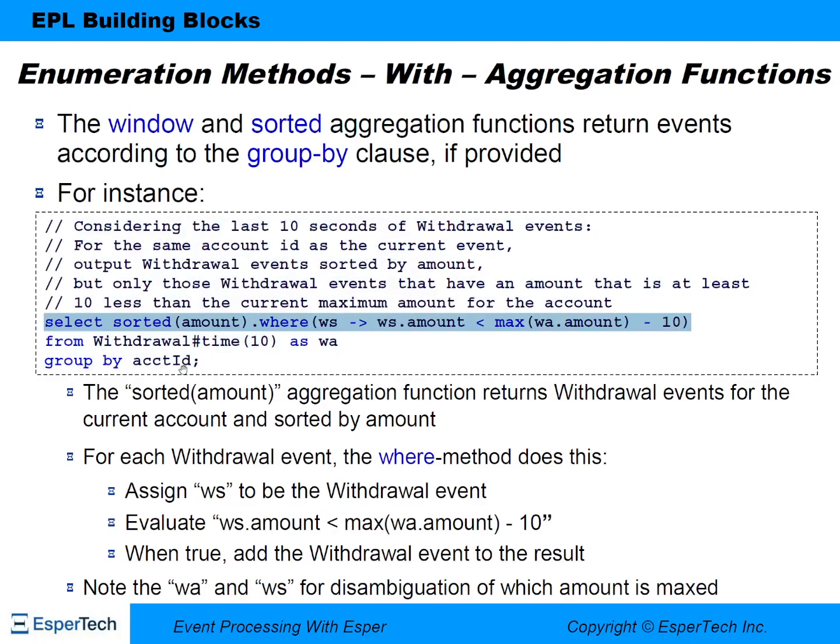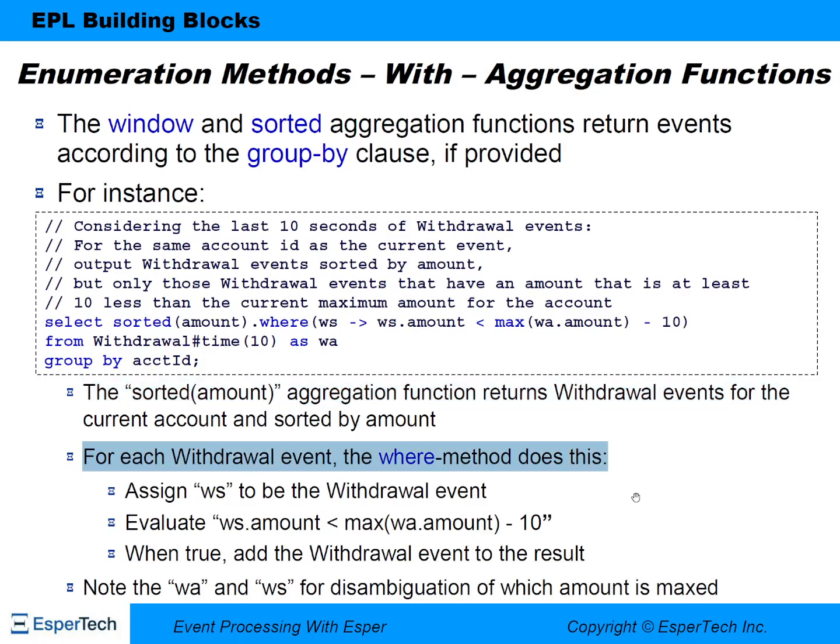select sorted(amount).where(WS => WS.amount < max(WA.amount) - 10) from Withdrawal#time(10 seconds) as WA group by accountId. The sorted amount aggregation function returns withdrawal events for the current account and sorted by amount.